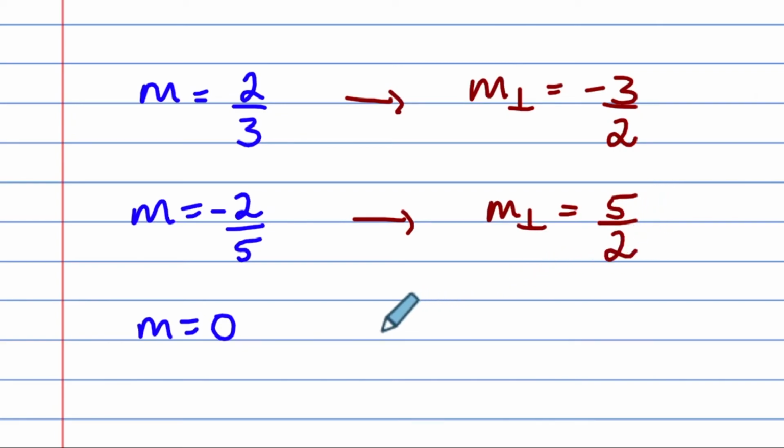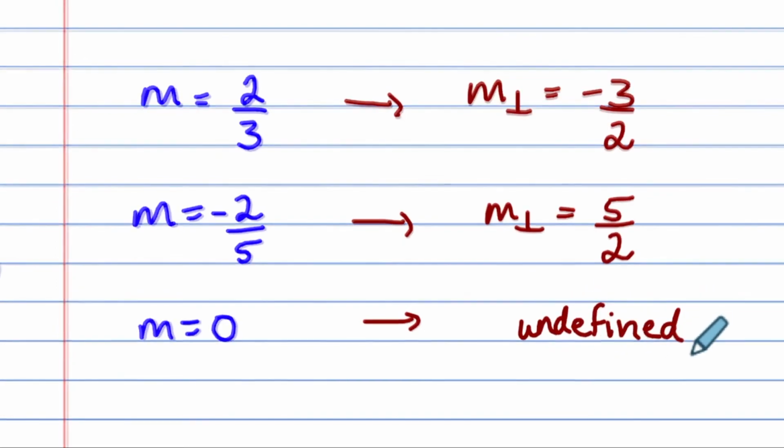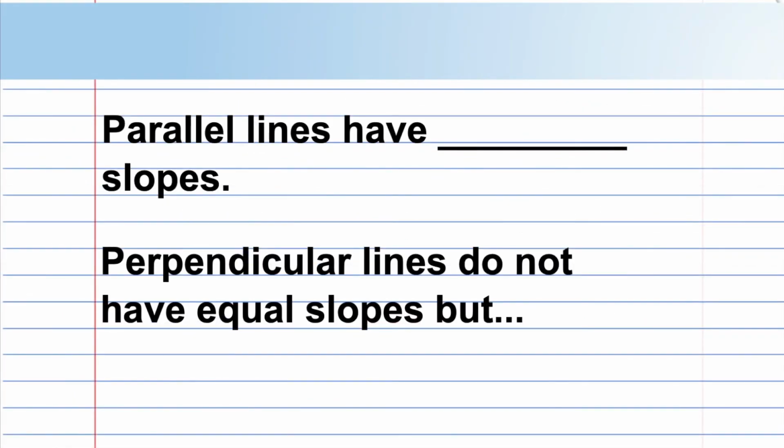And the slope for a horizontal line, slope of 0, would be a vertical line. That slope would be undefined. And if we start with an undefined slope, we would have a slope of 0 for a perpendicular line to the original line. We can summarize what we've talked about.